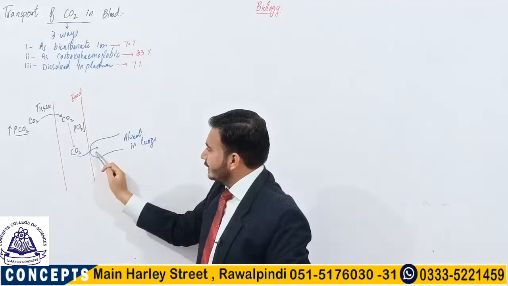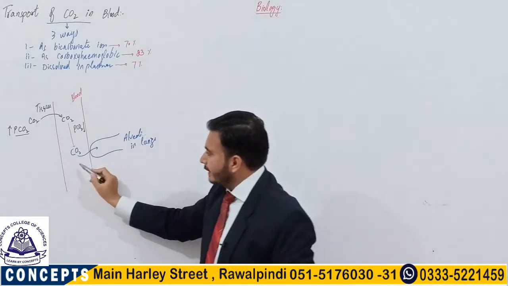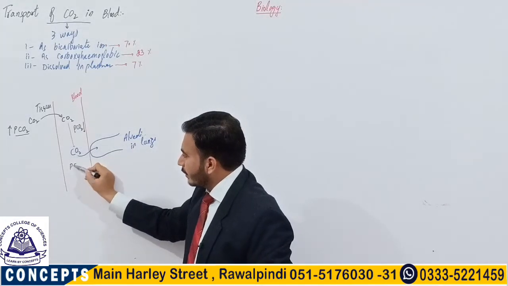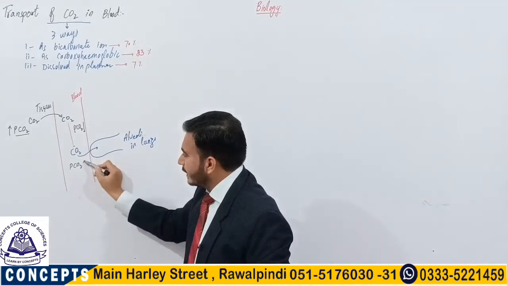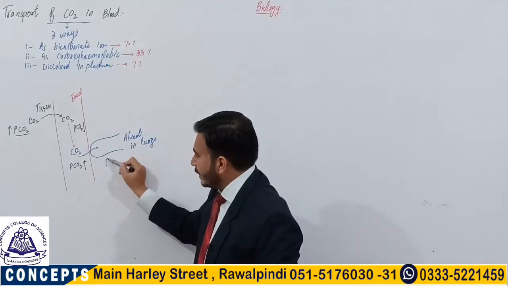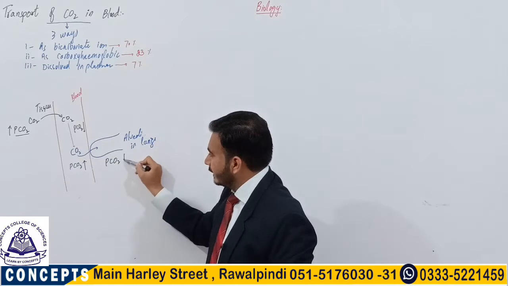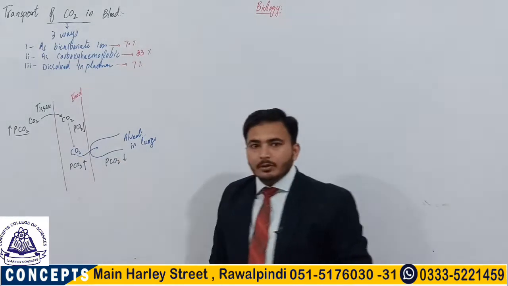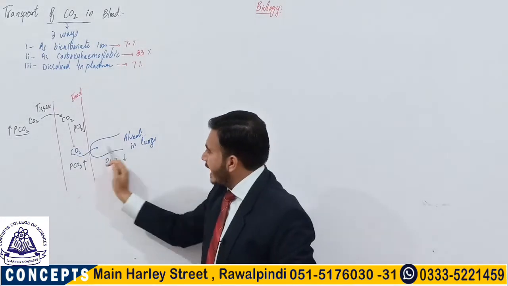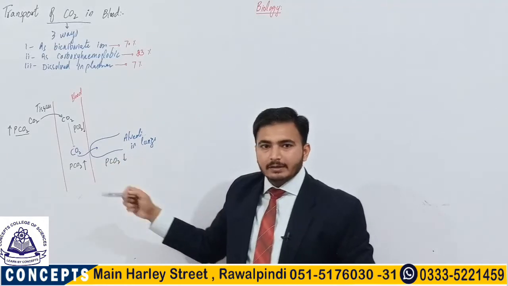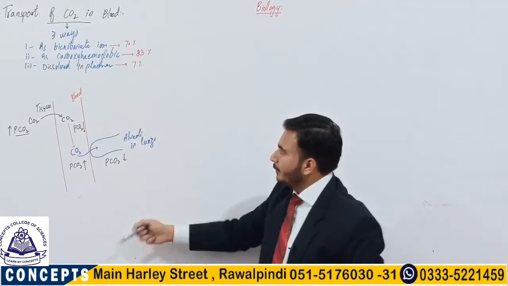When it reaches the lungs, there is more partial pressure of carbon dioxide in blood, and less partial pressure of carbon dioxide in the lungs, so carbon dioxide comes out of the blood and is exhaled out by the lungs. So this is an overview.